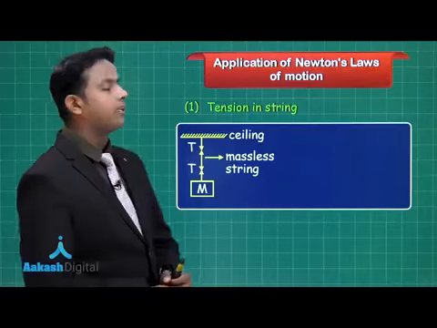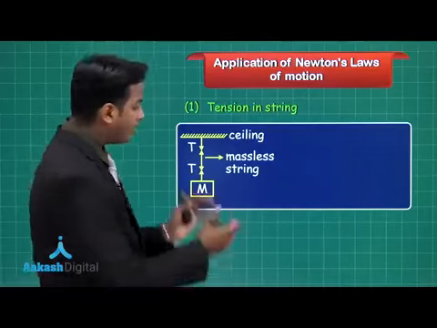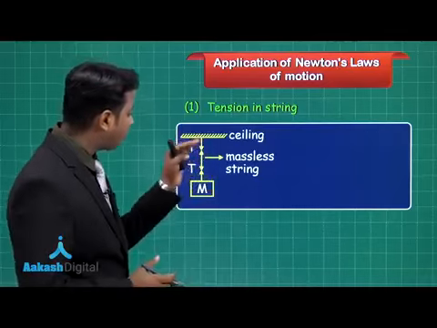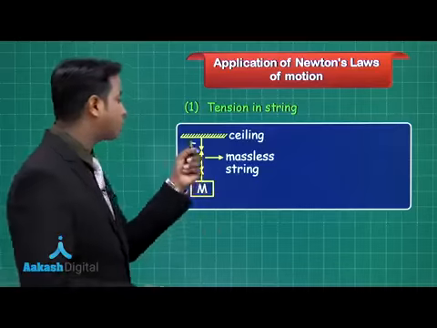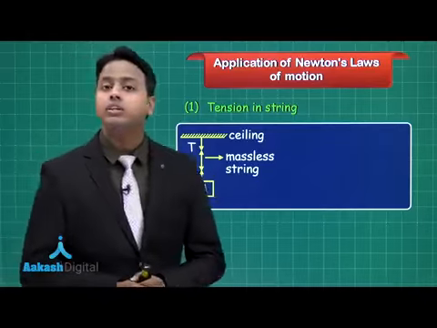So the first category is to find tension in a string in a very simple scenario. In this scenario, you can clearly see I have an object that is being hung with the help of a string, and the string is connected to the ceiling. Now the task is to find the tension in the string.